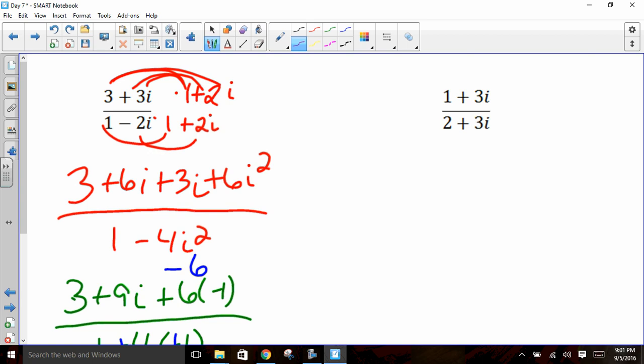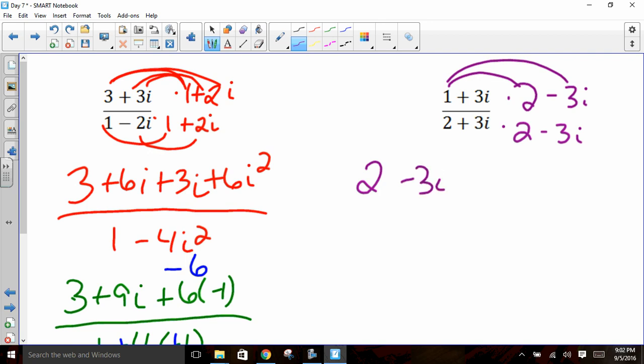All right, we got this fourth one here. I promise I can count. Again, we're going to multiply by the conjugate, or the same thing on the bottom with the opposite sign. So we're going to multiply by 2 minus 3i. 1 times 2 gives me 2. 1 times negative 3i is negative 3i. 3i times 2 is plus 6i.